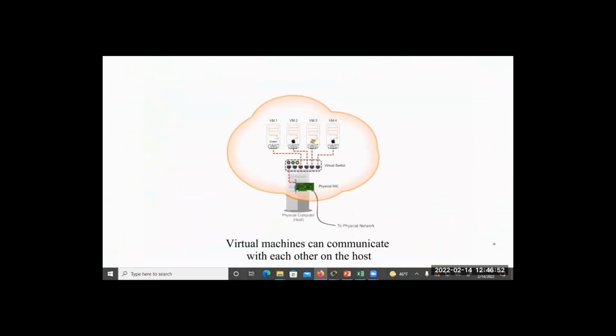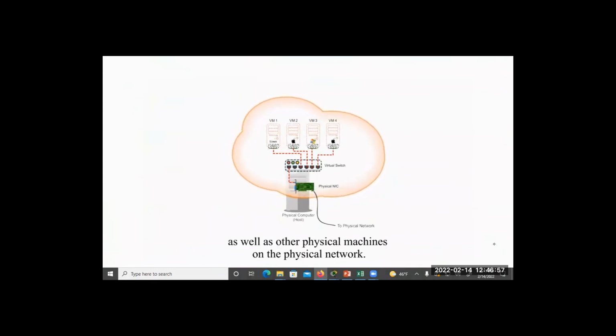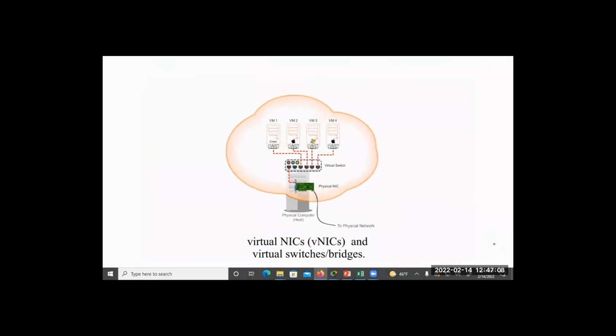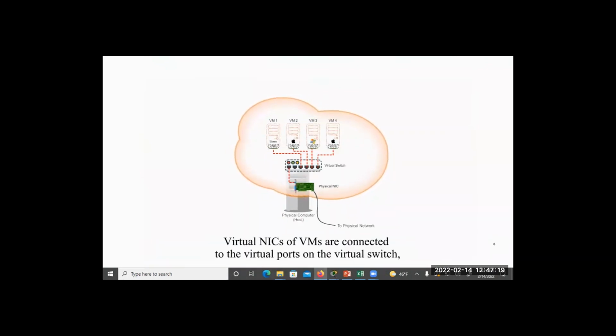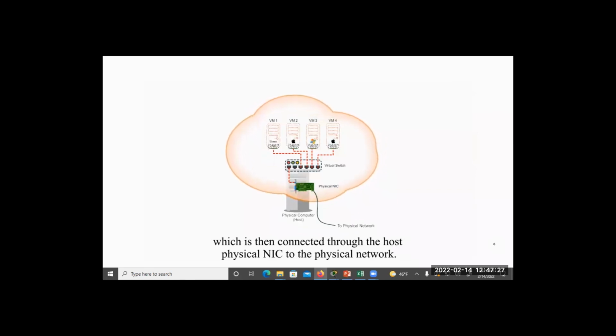Virtual machines can communicate with each other on the host as well as other physical machines on the physical network. To do so, virtual machines need two virtual things: virtual NICs and virtual switches or bridges. A virtual switch is a logically defined layer 2 device that passes frames between nodes. Virtual NICs of virtual machines are connected to the virtual ports on the virtual switch, which is then connected through the host physical NIC to the physical network.